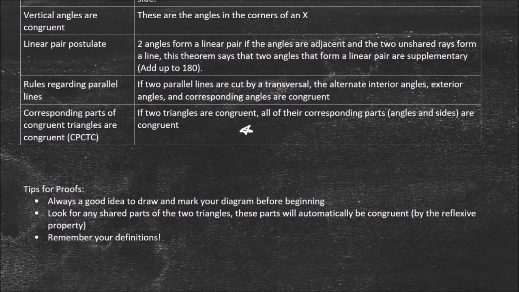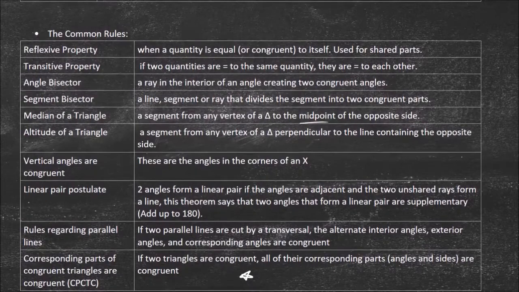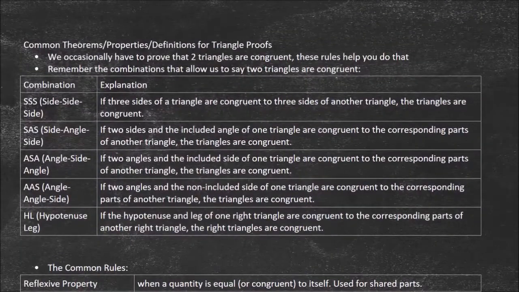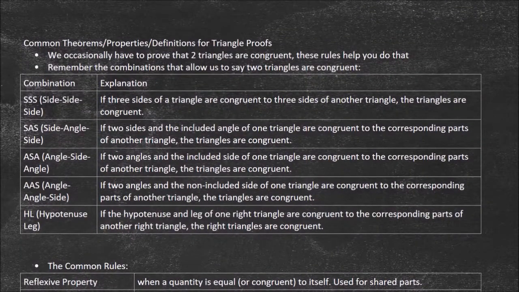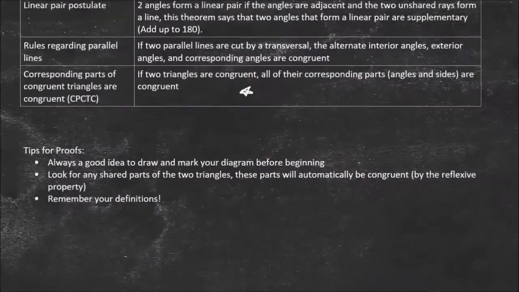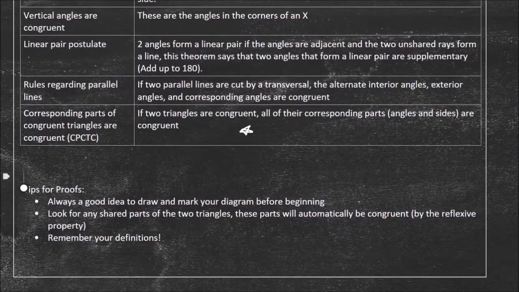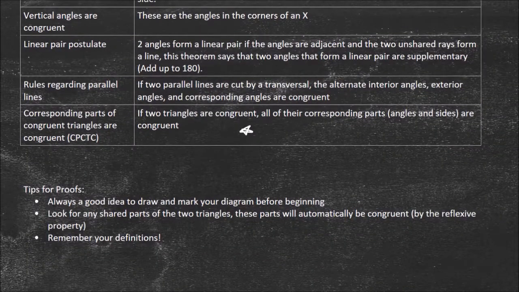First you use all the rules that we just talked about to help you prove one of these combinations. So you get to one of those combinations, you've proved that they are congruent, and then you can use this rule to prove other things about the two triangles. So the corresponding parts of congruent triangles are congruent. Obviously what it means is exactly what it says. If two triangles are congruent, all of the corresponding parts, angles, and sides, are congruent.